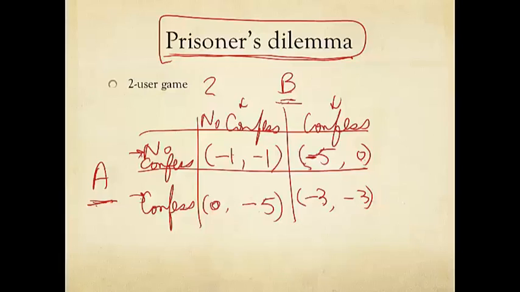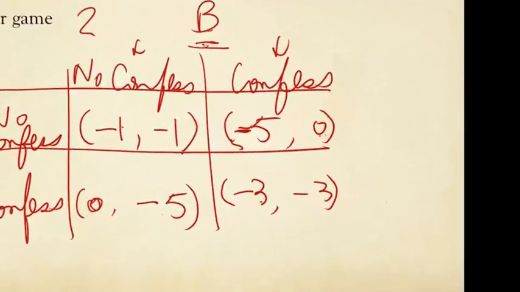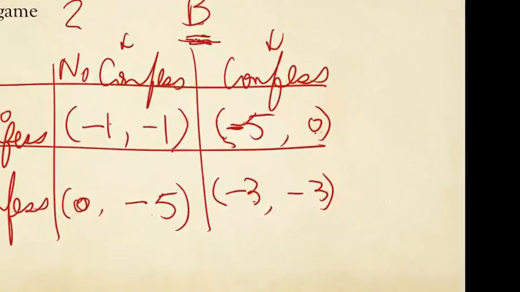So let's take a look at this famous prisoner's dilemma. Why is it called dilemma? Because imagine you are suspect A, and you say, I don't know what B will do. But suppose she chooses not to confess, then what should I do? Well, if I don't confess, I get -1. If I confess, I get 0. So I should pick confess.